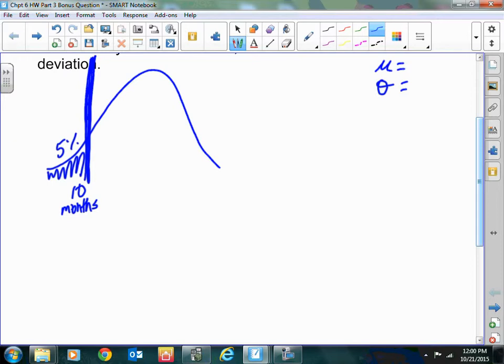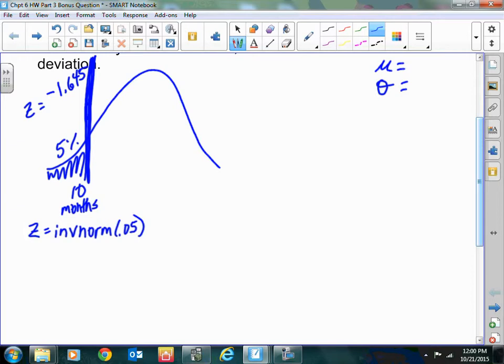Below the 5%. So inverse norm of the area below is the z at that spot. So inverse norm of my 0.05 puts that thing 1.645 standard deviations below the mean. So you have a z-score and you have an x value. You have z and x. You do not have mean and standard deviation.